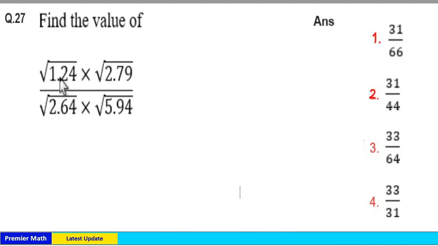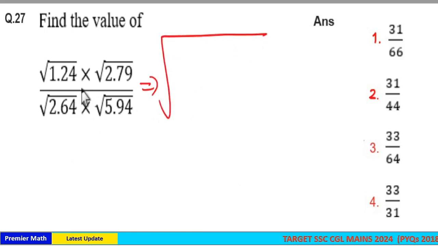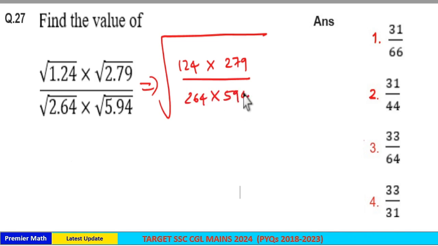Find the value of the following. Here 4 decimal points in the numerator and 4 decimal points in the denominator cancel out. That is, this can be written as under root 124 into 279 divided by 264 into 594. Because here in the numerator you have 10 raised to minus 4 and in the denominator you also have 10 raised to minus 4, so this will cancel out.